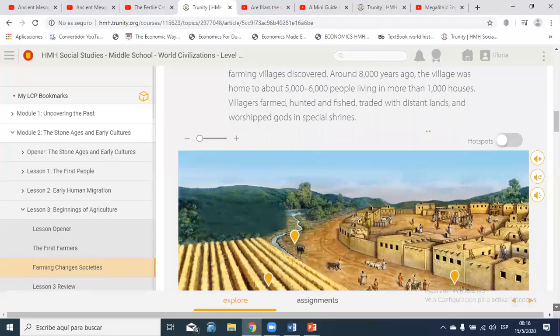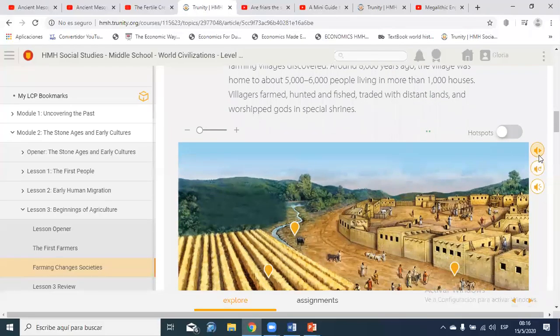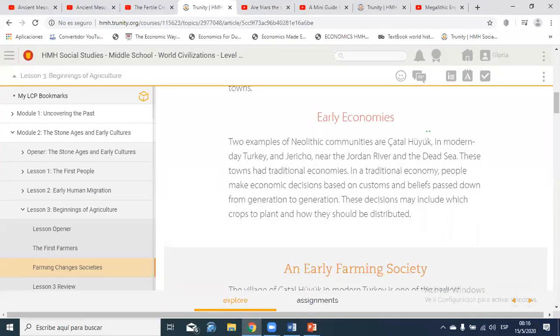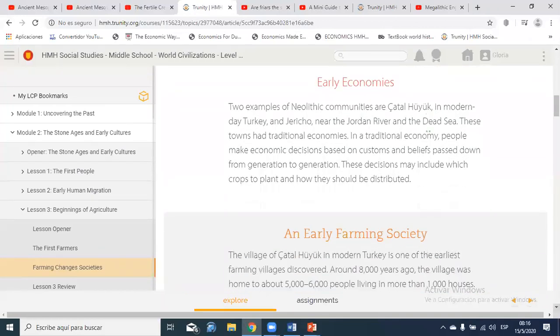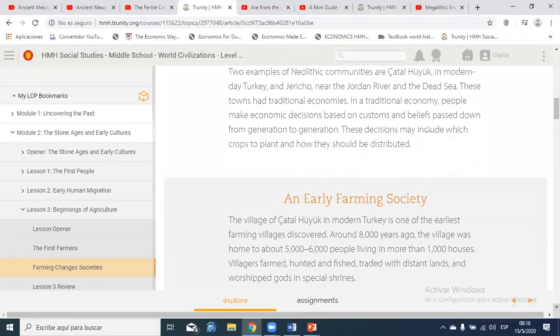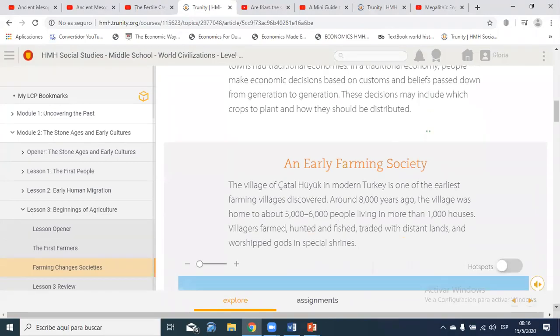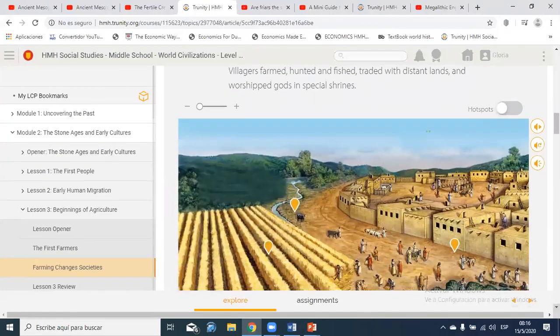Over here, this is an example of this. What is the name? The first society. Yeah, it's in Turkey. The village of Çatalhöyük. Now, this is an example of that town, that city. An early farming society.